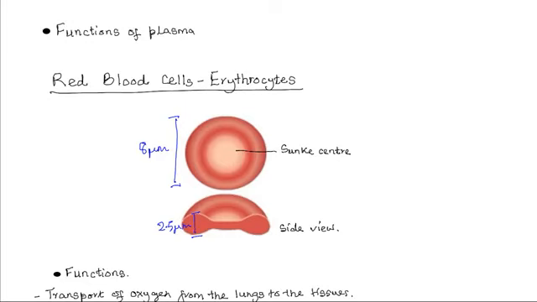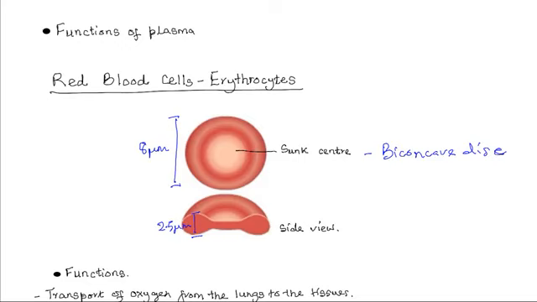They are sunk at the center, and this gives the red blood cells a biconcave disc shape. So the red blood cells are characteristically biconcave in shape.